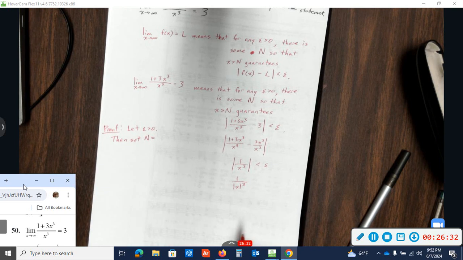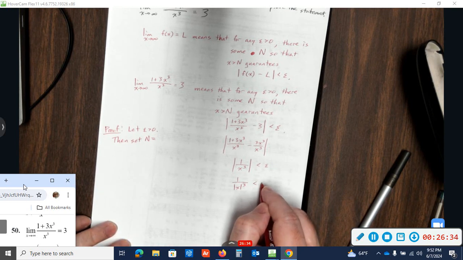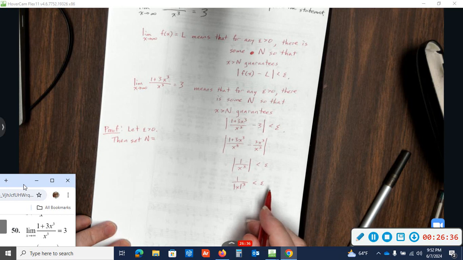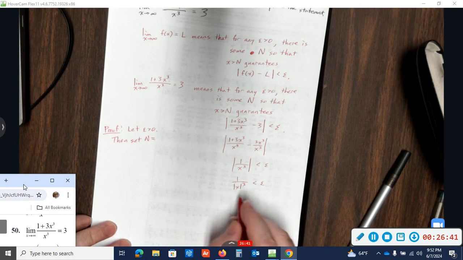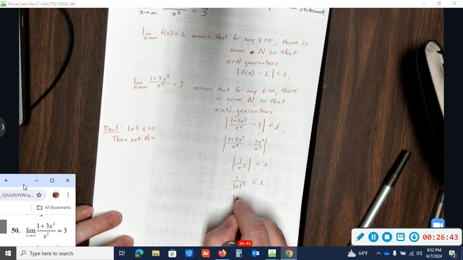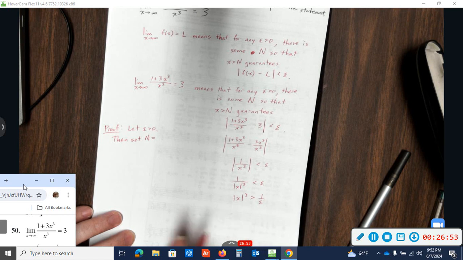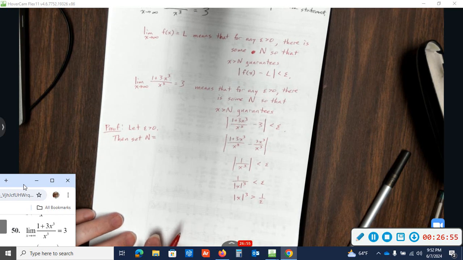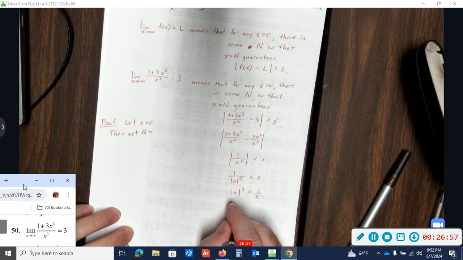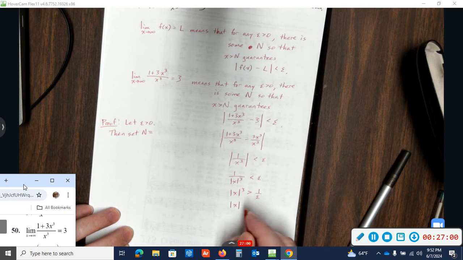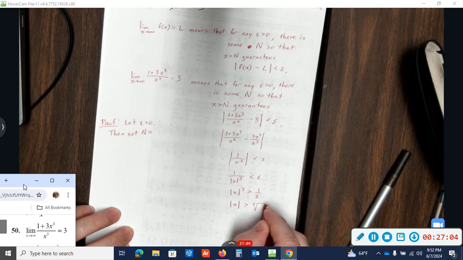And if x is positive, then this would mean that absolute value of x cubed is greater than 1 over epsilon. I could take the reciprocal of each side. And absolute value of x is greater than, I could take the cube root of each side.